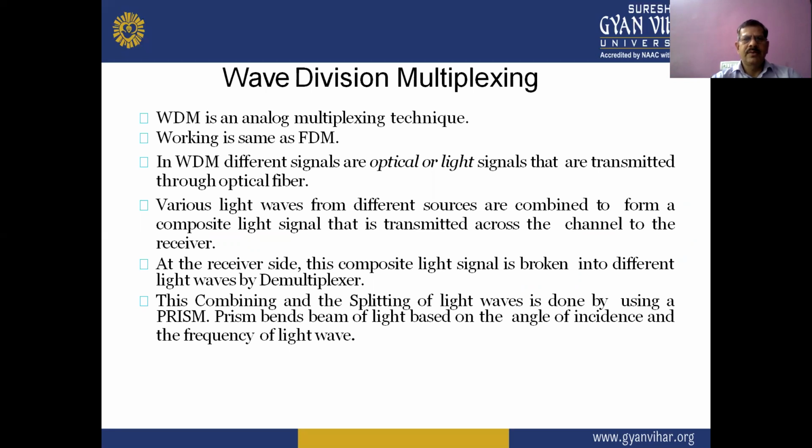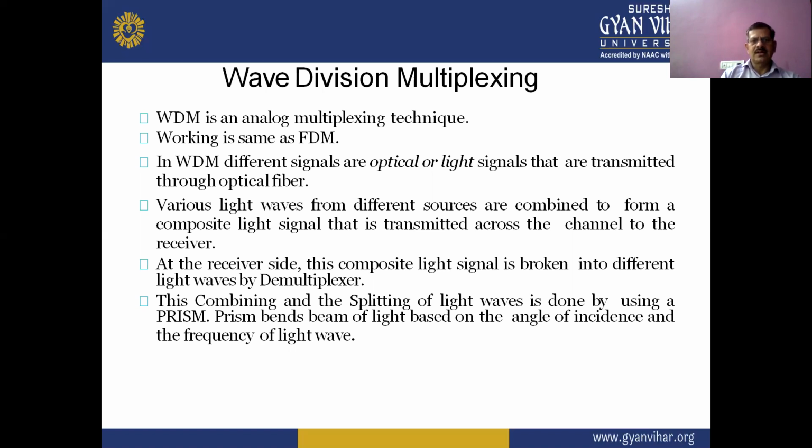Next one is wave division multiplexing, WDM. WDM is an analog multiplexing technique. Its working is the same as FDM. In WDM, the different signals are optical or light signals that are transmitted through optical fiber. Various light waves from different sources are combined to form a composite signal that is transmitted across the channel to the receiver.